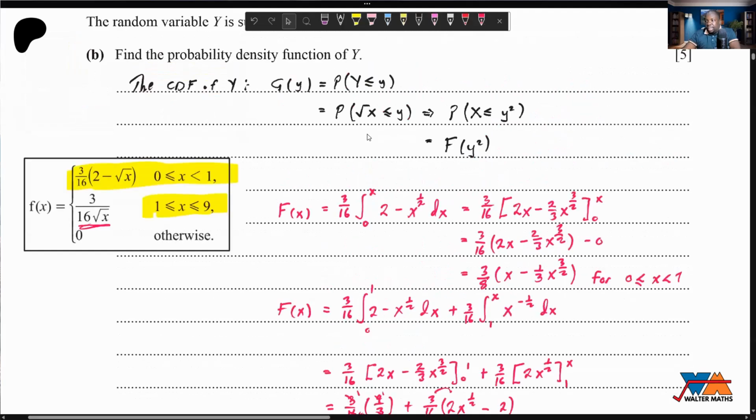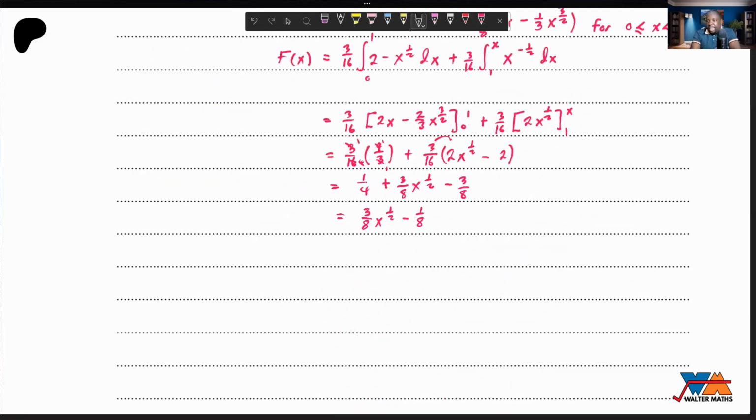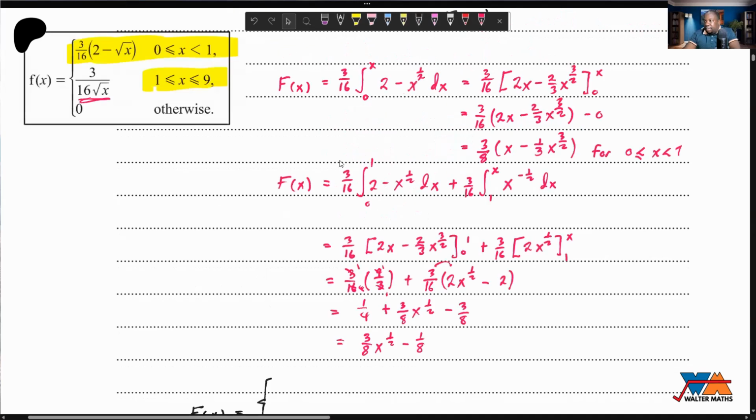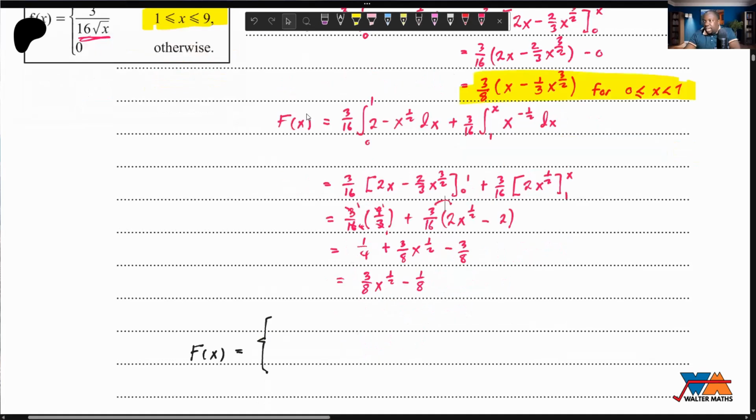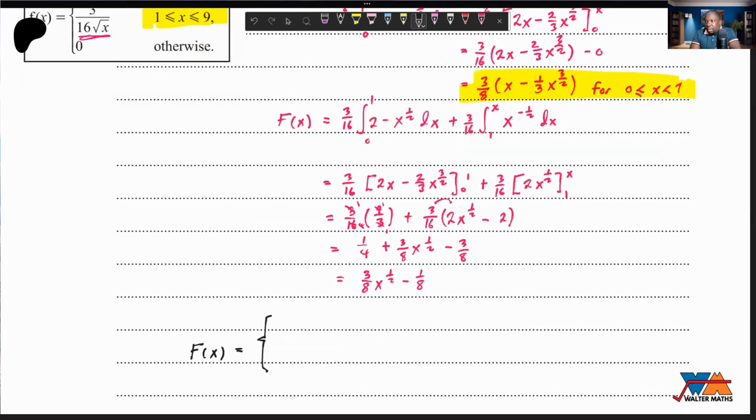So in general, we are saying F of x is equal to, the first one is this. That's 3/8 of x. Let me just write that down. So we got 3/8 of x minus a third of x to the power 3 over 2, and this is for 0 up to 1. And it also has the other piece, because the other one was for 1 up to 9.